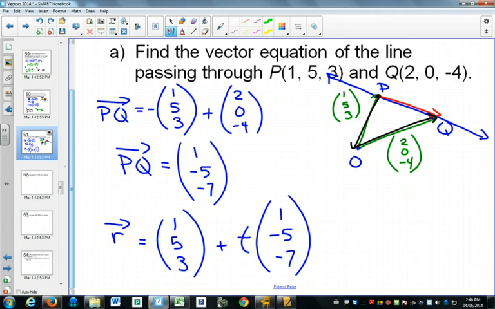The R is like any point. So it'll be any 3-dimensional point on the graph. And T can be any number. So if T is 2, then I'd have 1 plus 2, 5 plus negative 10, 3 plus negative 14, and whatever point that would be on the line.